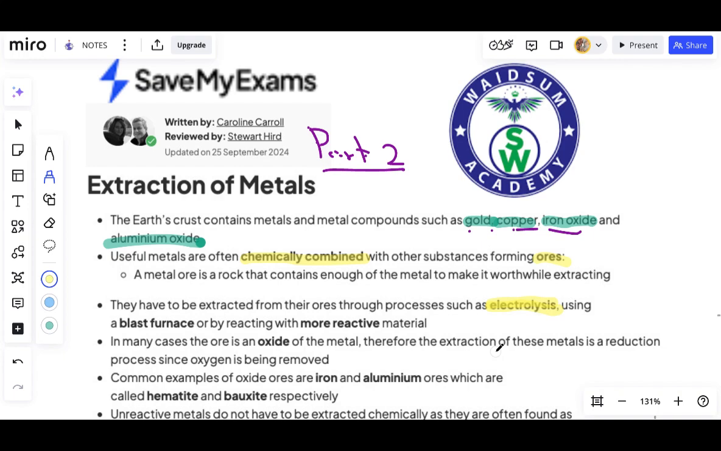Gold is in pure form. It's not reactive. It doesn't react with oxygen to become gold oxide. You just dig the ground, find gold, clean it, and use it. So we say most metals are extracted from their ore using the electrolysis method, using a blast furnace, or by reaction with more reactive materials.